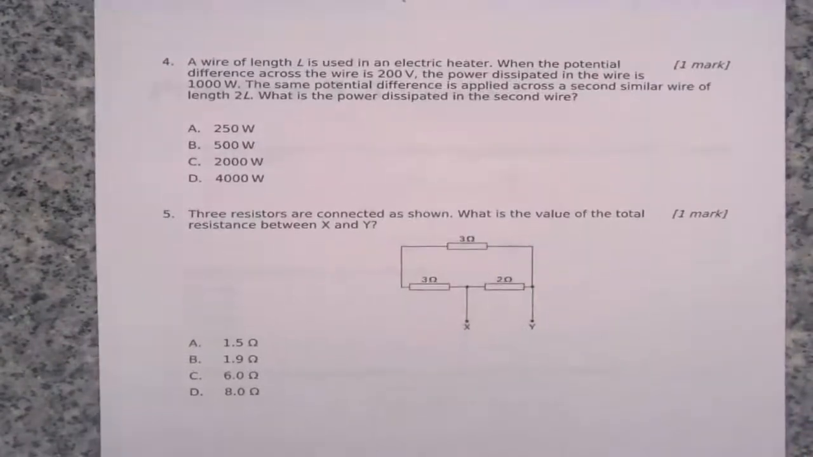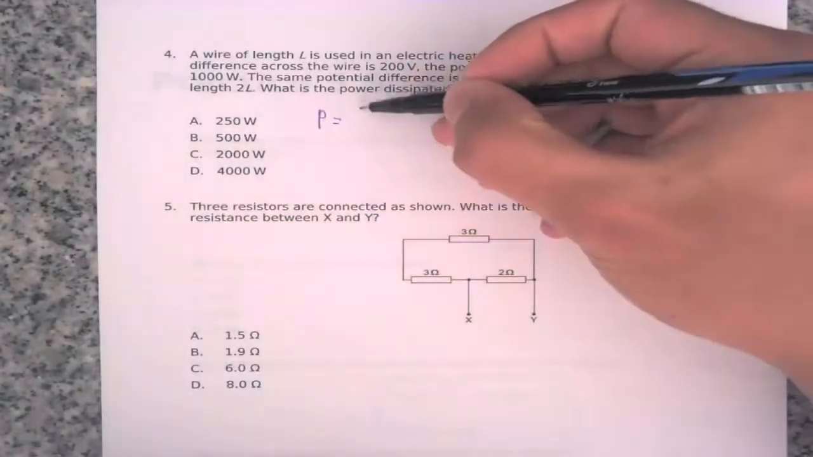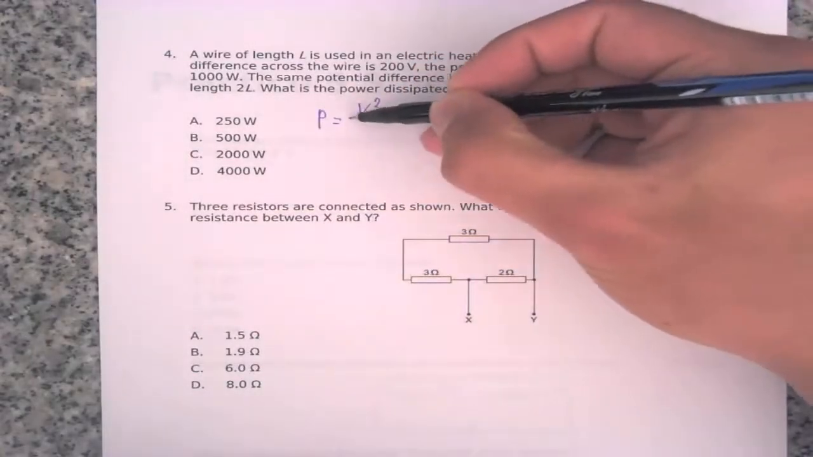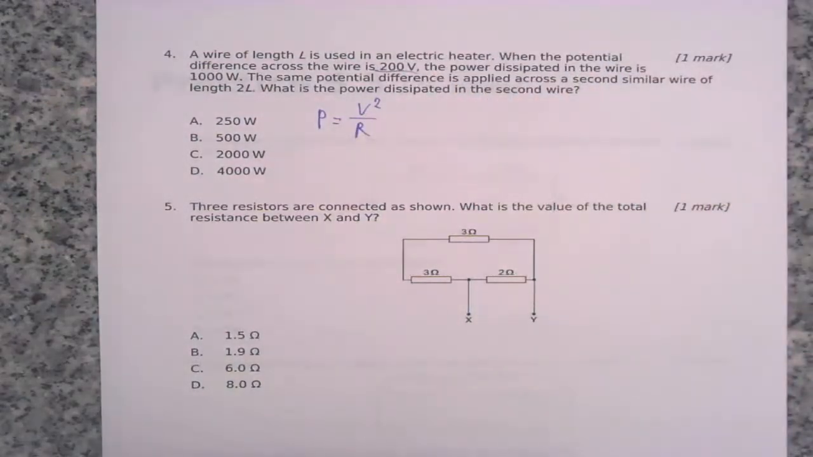Number 4. We have a wire of length L used in an electric heater. When the potential difference across the wire is 200 volts, the power dissipated in the wire is 1000 watts. The same potential difference is applied across a second similar wire of length 2L. What is the power dissipated in the second wire? So we know that power dissipated can be given by V squared over R. I'm working with this formula because I have the potential difference. Now, I need to see what is happening to the resistance.